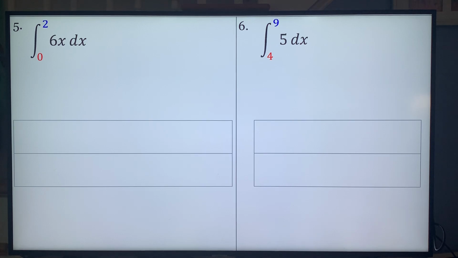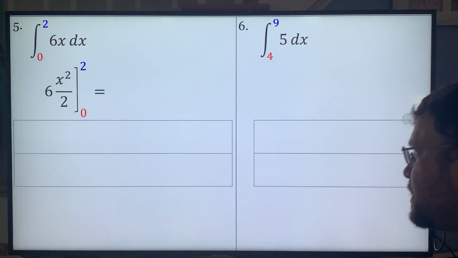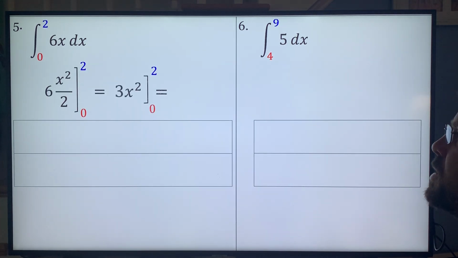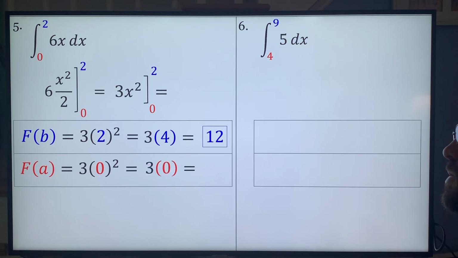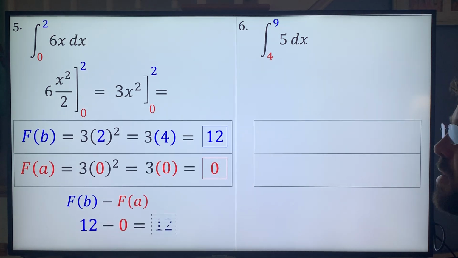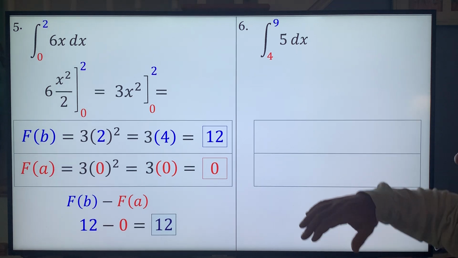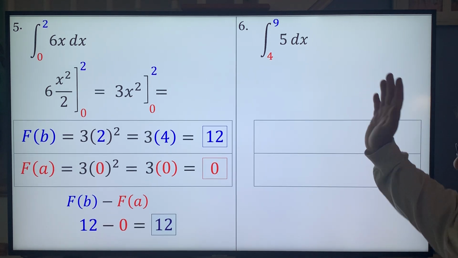All right, integral of 6x squared over 2. 6 divided by 2 is 3x squared. So now what I'm going to do is plug some stuff in. 3 times 2 squared is 3 times 4, which is 12. A 0 is even easier. 3 times 0 is 0. 12 minus 0 is 12. So the answer is 12. What that means is the area under that curve, 6x, which is like a linear curve from 0 to 2, is 12 units.